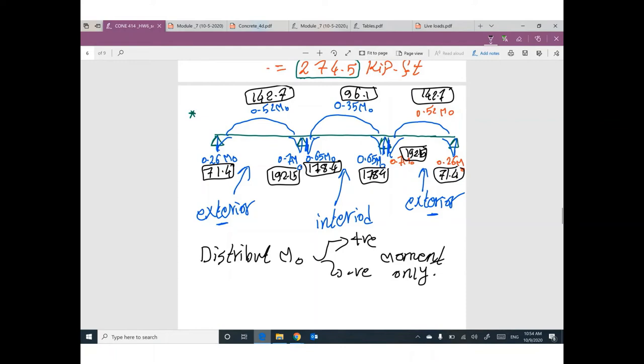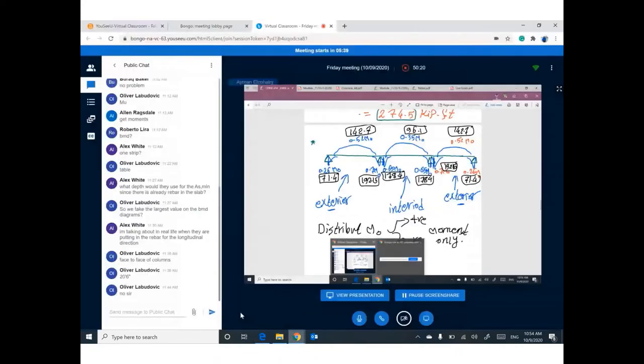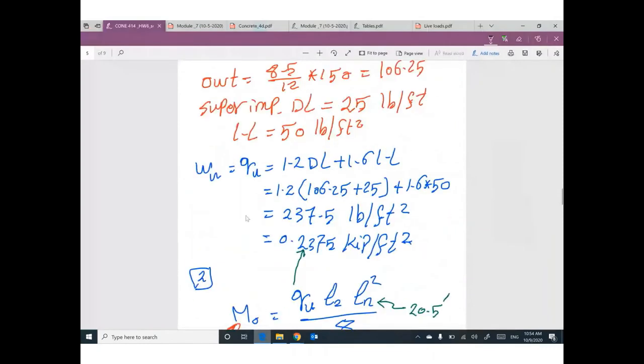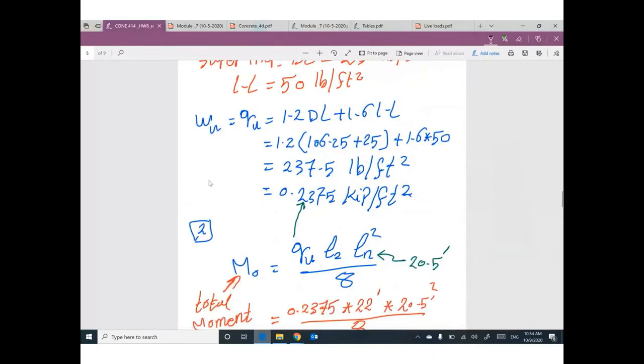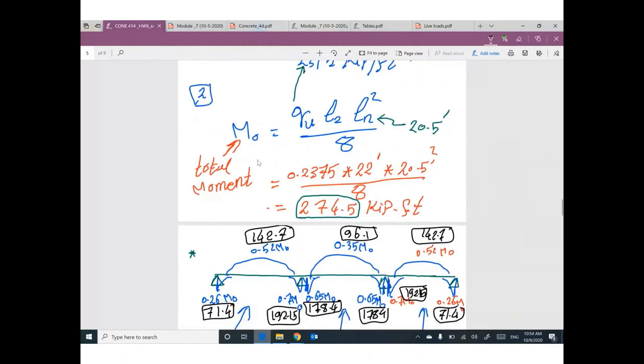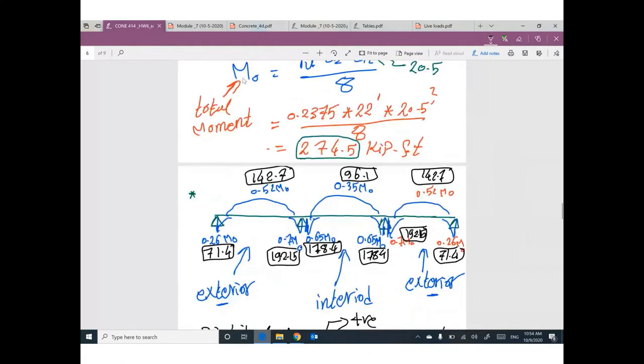Do you have any questions right now? Guys, do you have any questions so far? It's very easy. Once you calculate your ultimate load, we calculated the total moment, Mu. We need to distribute this Mu between positive and negative. For interior, it's very easy: 0.35 for positive, 0.65 for negative.